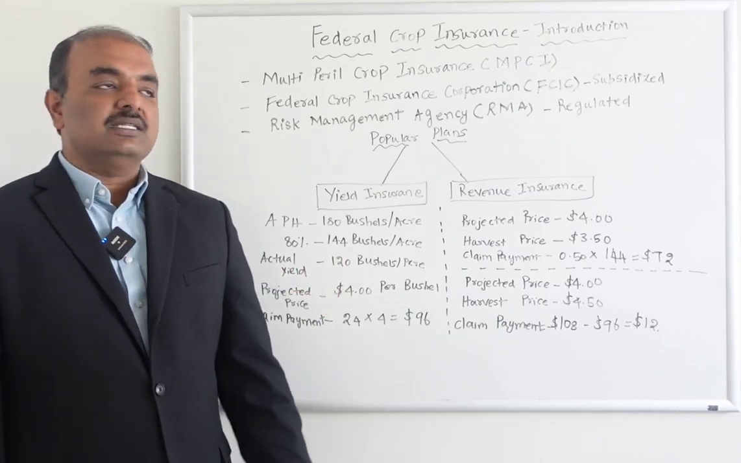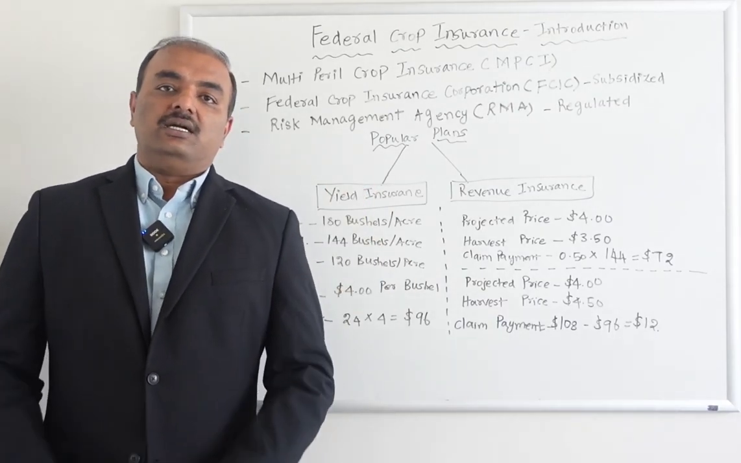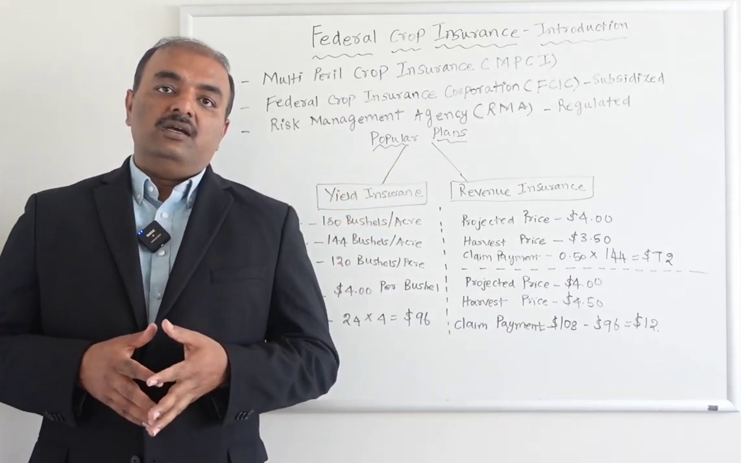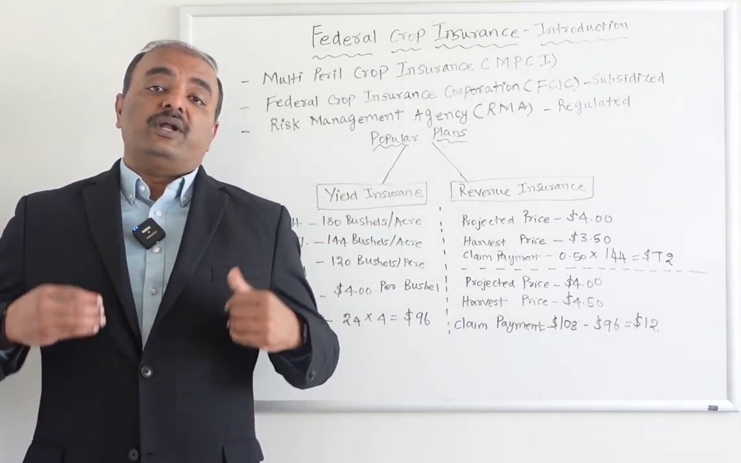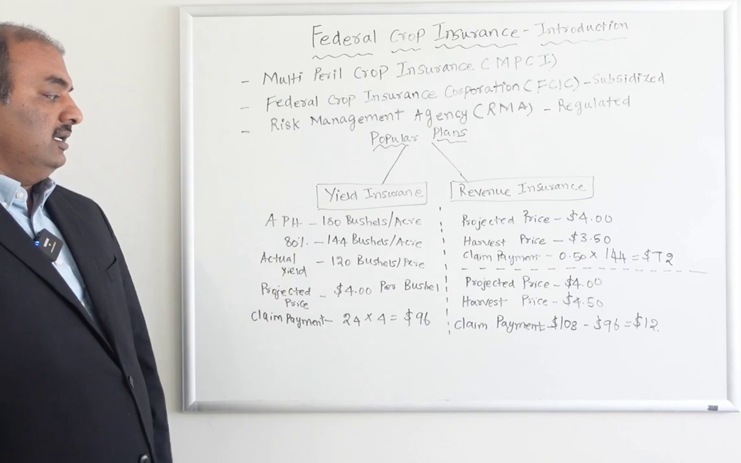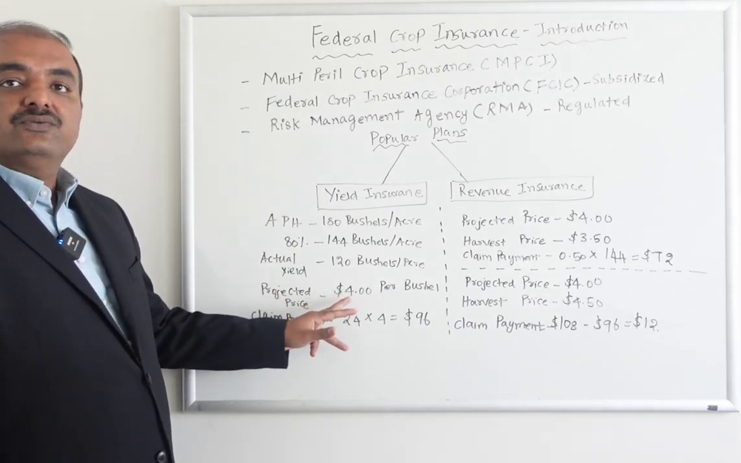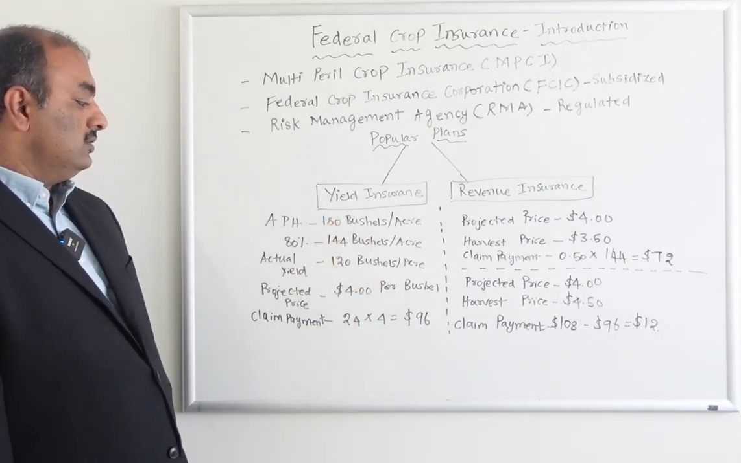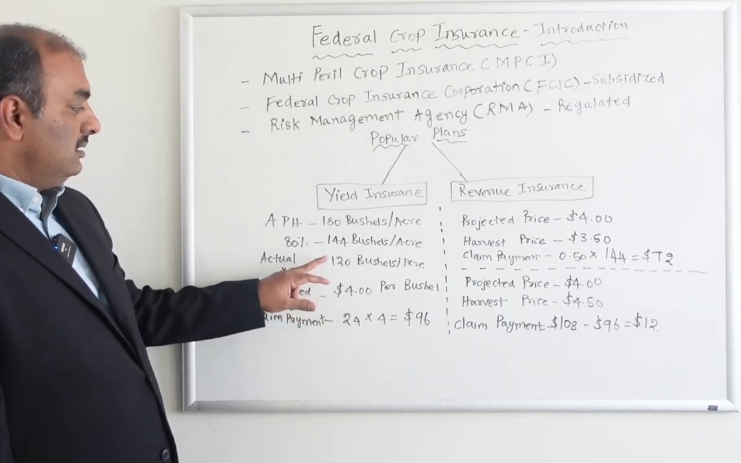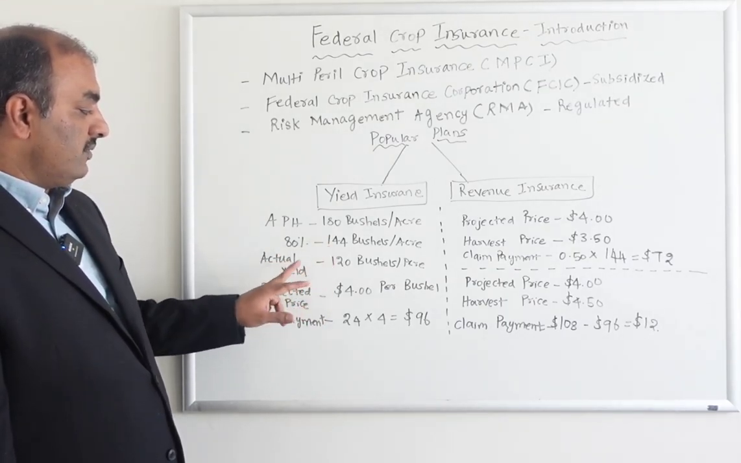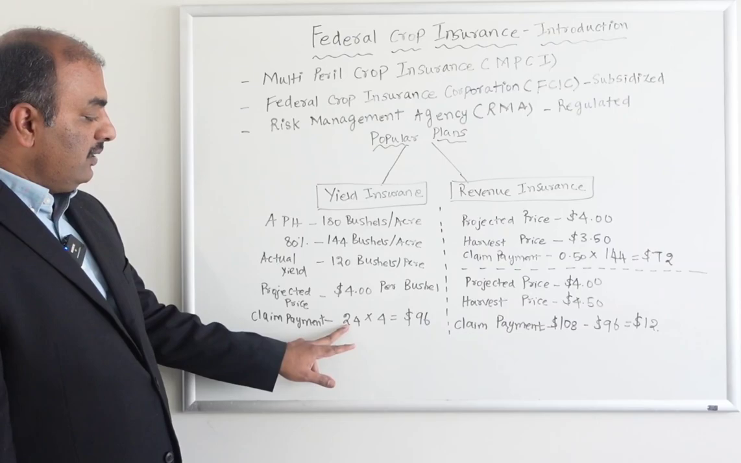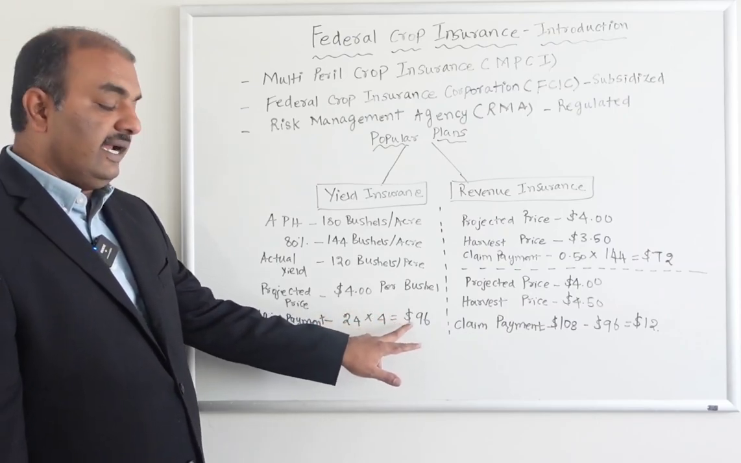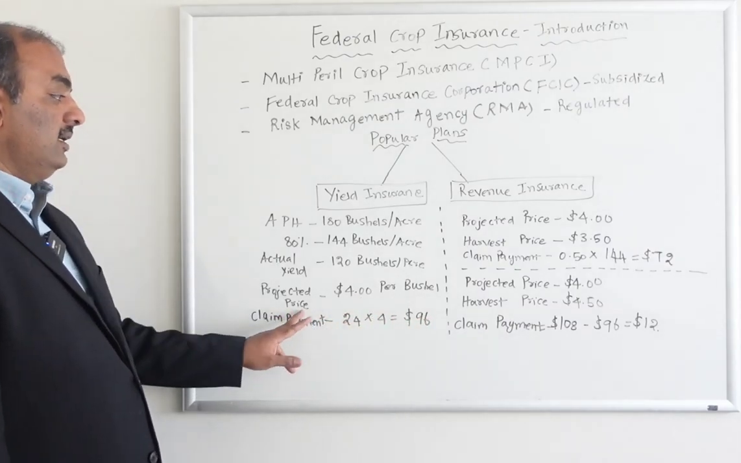Now what happens is, in the case of yield insurance, there is a separate committee which determines the projected price for each bushel. In this case, they determined it as $4 per bushel. Because we have lost 24 bushels from the actual yield, we multiply 24 by the projected price, and $96 is the actual claim payment in this example.